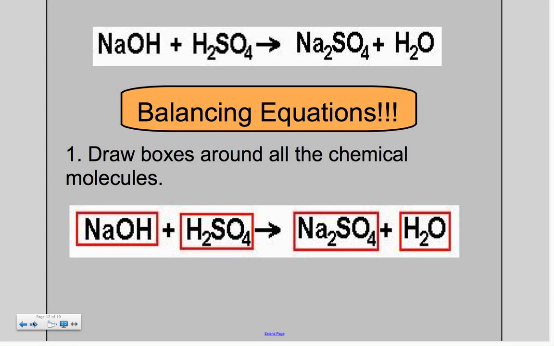The balancing of equations, or the fancy word for that, is stoichiometry. We are going to do this step by step, slow it down, and try to make it simple. So step 1, we're going to draw boxes around each of our chemical molecules. And all of our plus signs and yield signs indicate where I'm going to draw my box. So this is my initial chemical equation at the top. I have sodium hydroxide plus hydrogen sulfide, giving me sodium sulfate and water. So I'm going to draw my boxes around each one.